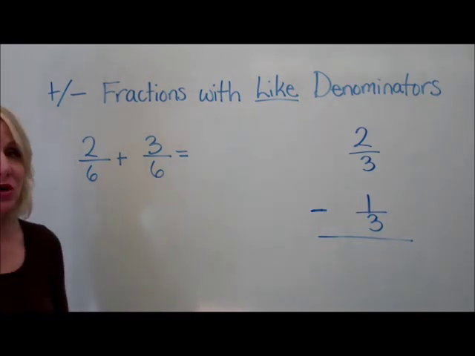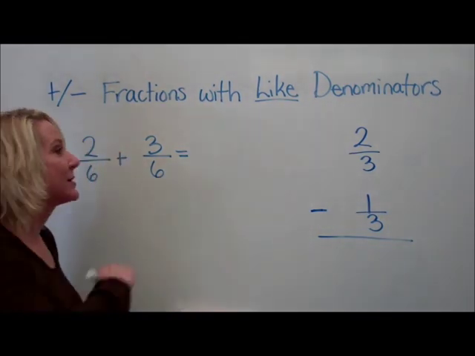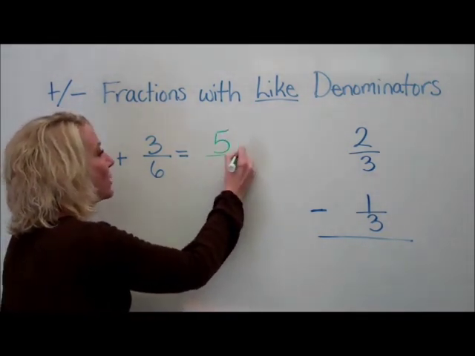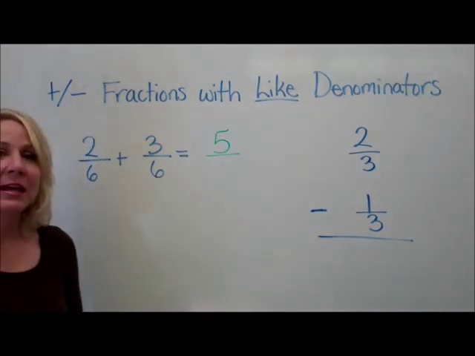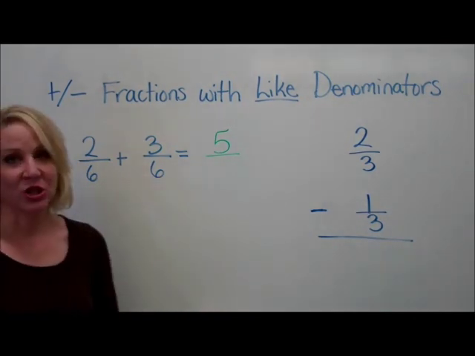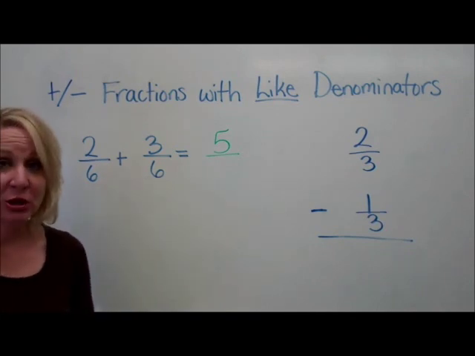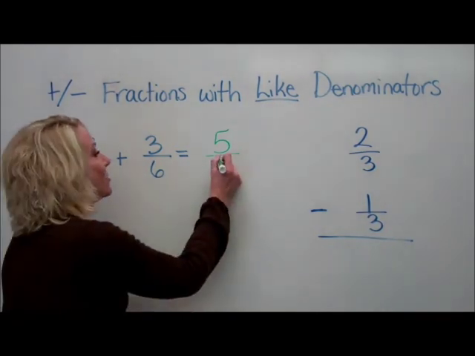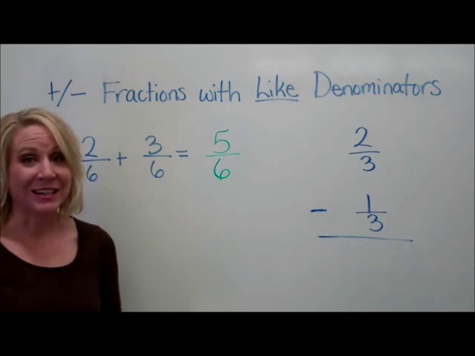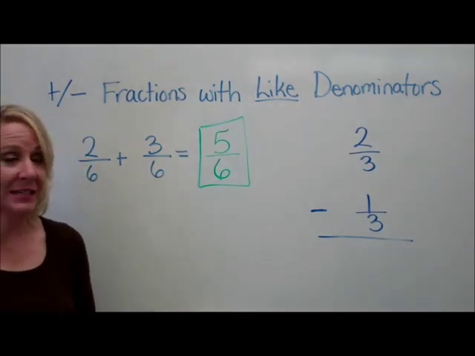you simply add or subtract the numerator. So, 2 plus 3 would give us 5. That is our numerator in the answer. And then for the answer, what you do is you keep the same denominator that the two fractions share. So in this example, the denominator that the two fractions share is 6. So in our answer, the denominator would also be 6. Our final answer for this problem is 5/6.